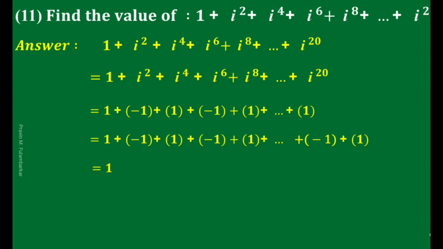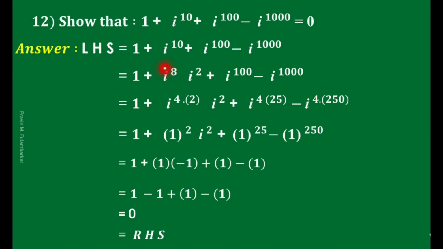Now see question number 12. Show that 1 plus i raised to the power 10 plus i raised to the power 100 minus i raised to the power 1000 equals 0. That means the answer is given. We have to find the value of this, and that must be equal to 0. So consider the LHS and write it.